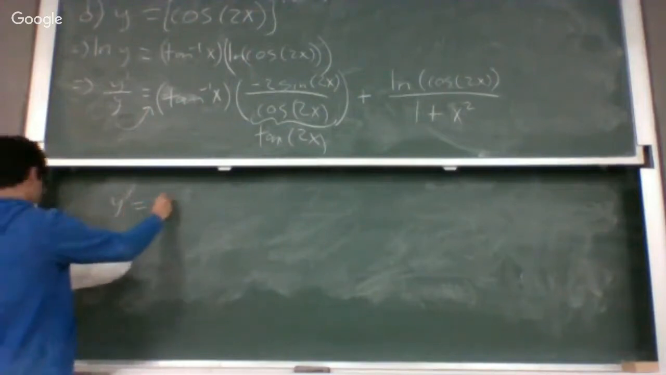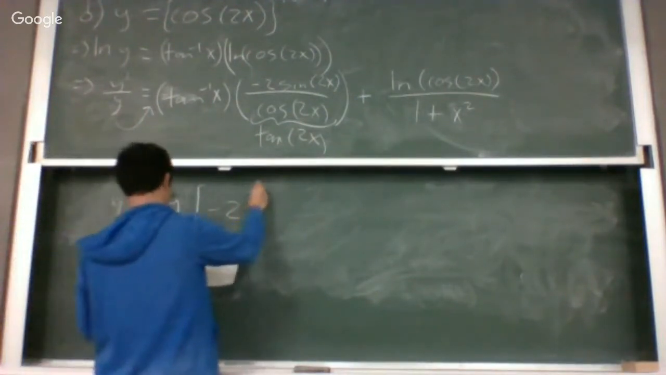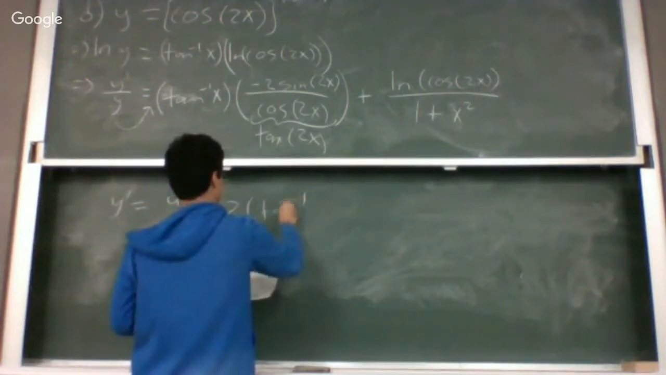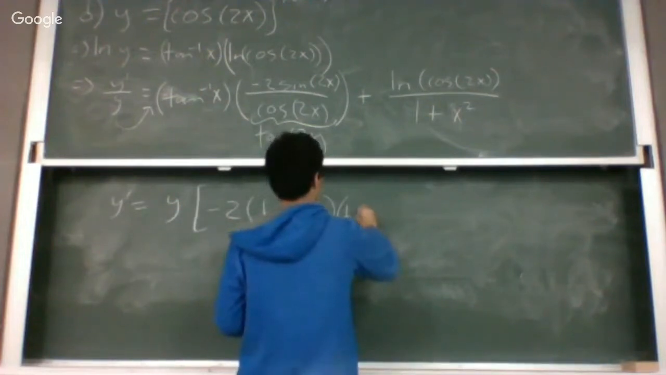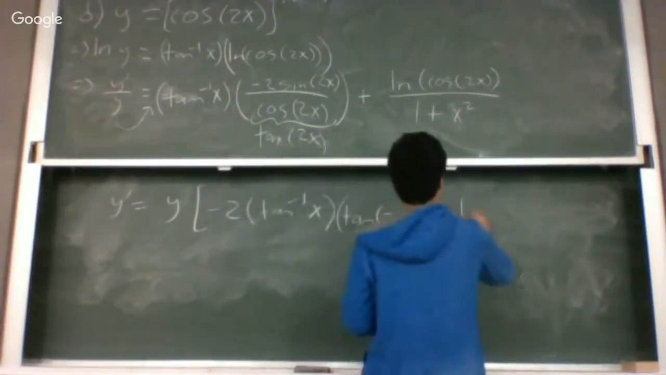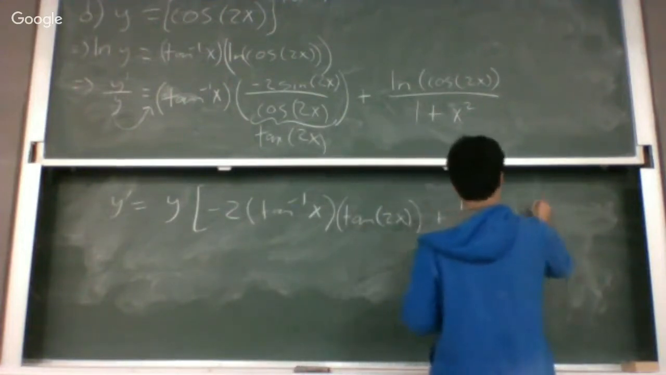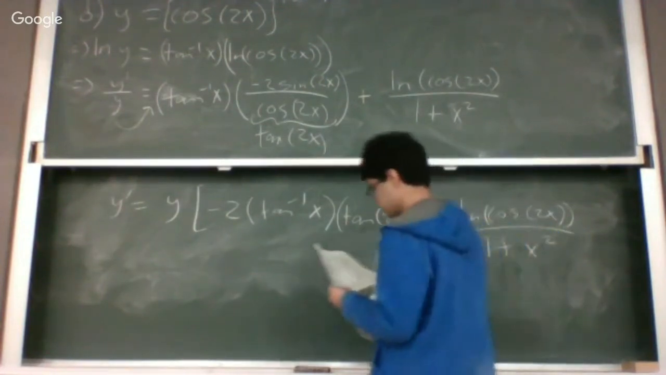So y prime is equal to y times negative 2 tangent inverse of x tangent of 2x, plus the natural log of cosine of 2x, all over 1 plus x squared.